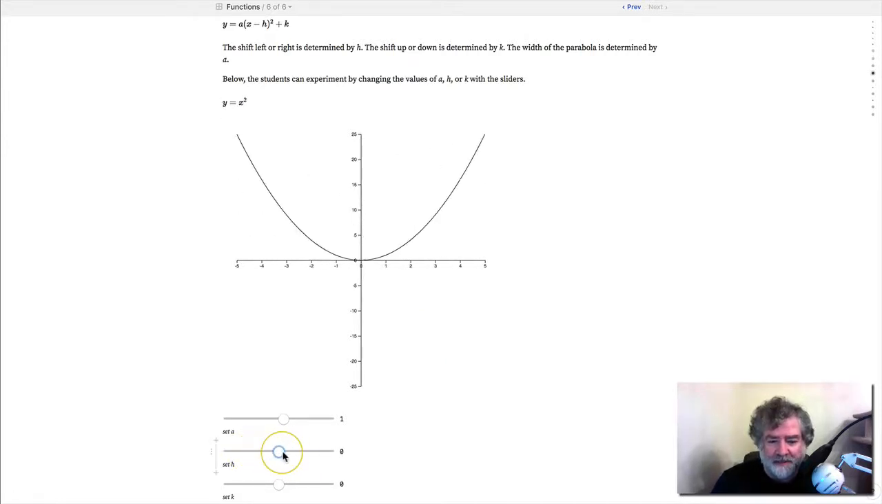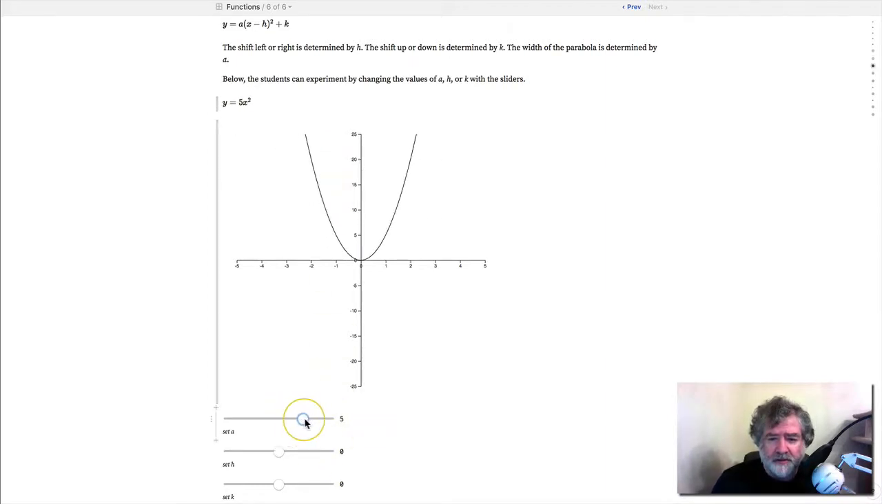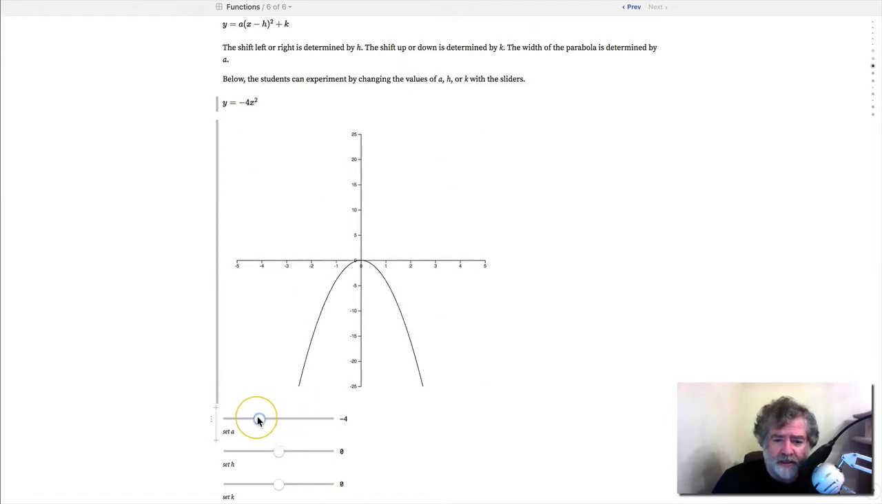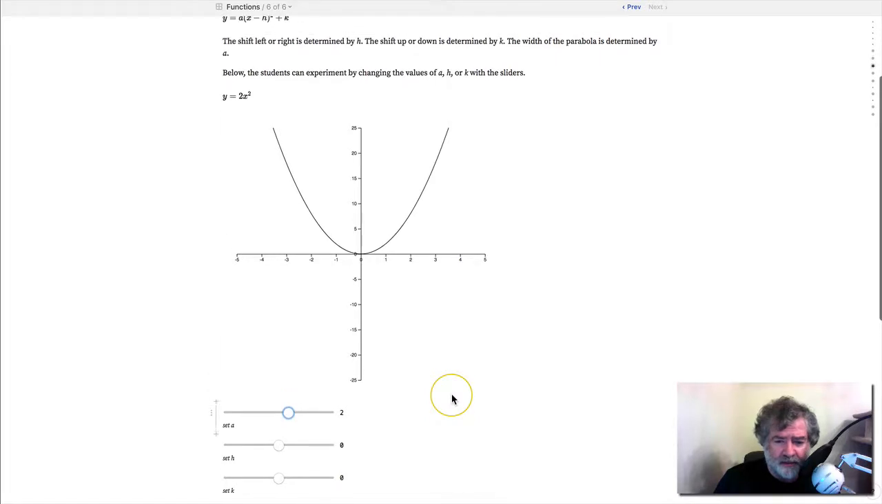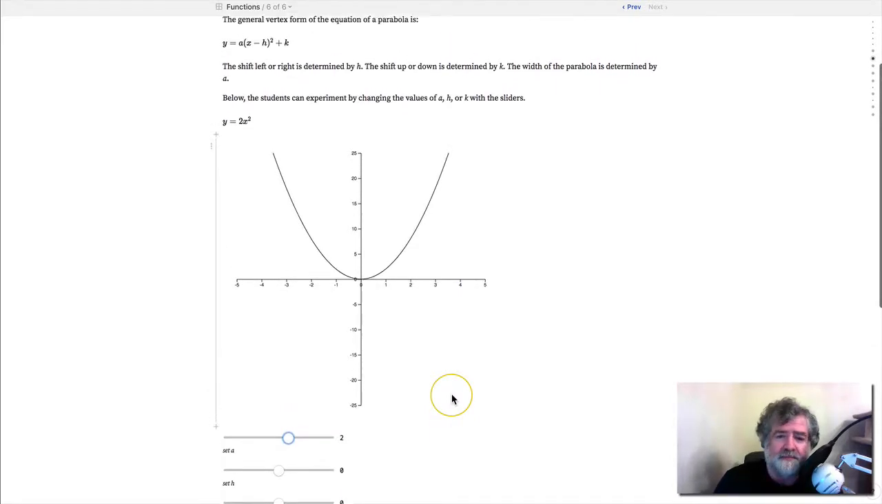And then finally, there's the coefficient out front, which will make the parabola thinner or wider. And so you can also experiment with that. Of course, if you cut it down to 0, you just have y equals 0. And then negative will flip it underneath the x-axis. So that's just for students to get used to the parabola, the different parameters, and so forth.